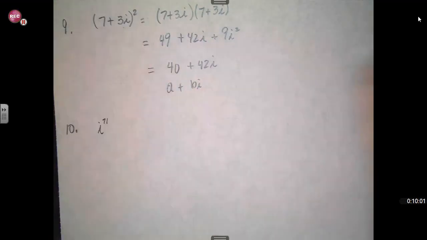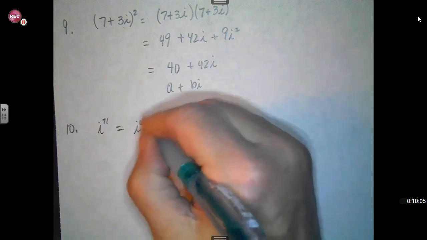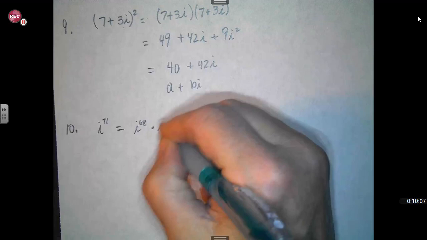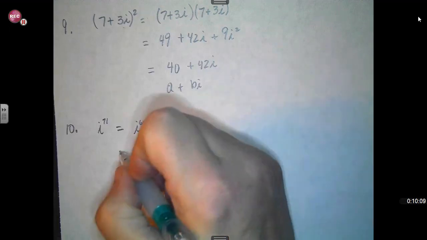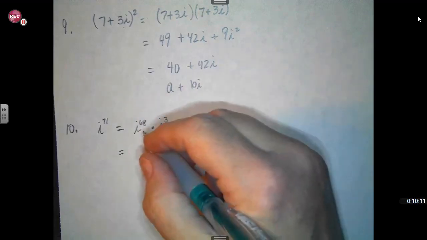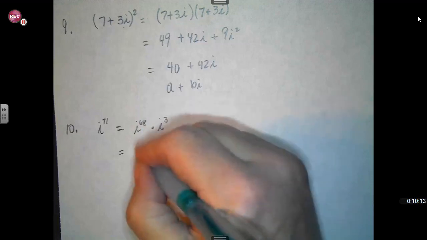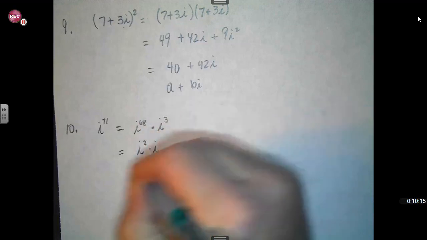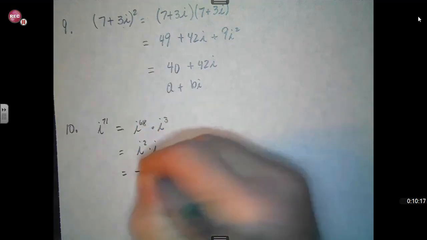i to the 71st power, we find the closest multiple of 4, so that would be i to the 68th power times i to the 3rd, and i to the 68th is 1. i to the third is i squared times i, so that's minus i.